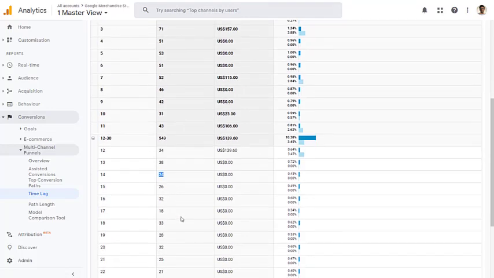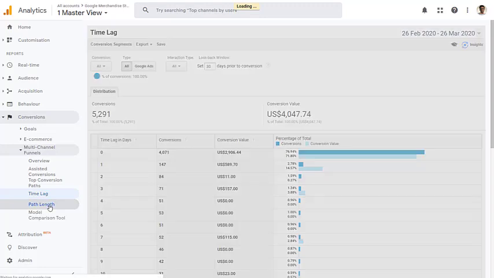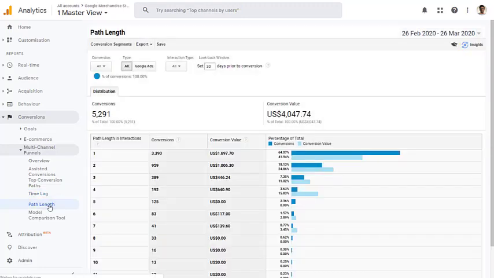So you would like to see what the time lag is: when a user first visits my website, and after how many days the user converts on my website. This is what this report is telling you. Easy to understand. Any doubts here? Okay. I'm clicking path length. Meanwhile, I will also wait for your questions. Okay, I don't see any questions. Let's jump on to the path length.